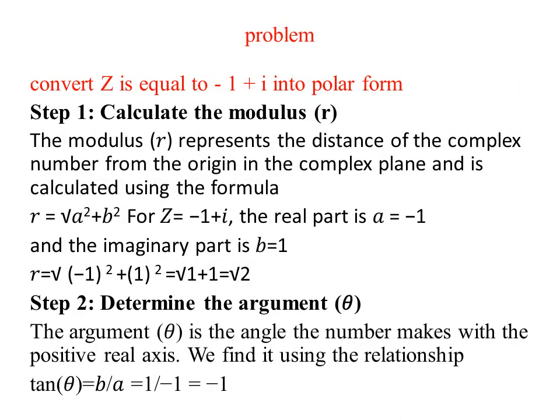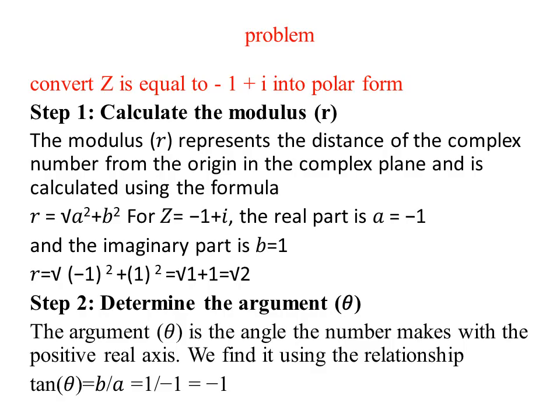We move to the next problem. Convert z is equal to minus 1 plus i into polar form. In this we first calculate the modulus r. The modulus r represents the distance of the complex number from the origin in the complex plane and is calculated using the formula r is equal to root of a square plus b square.